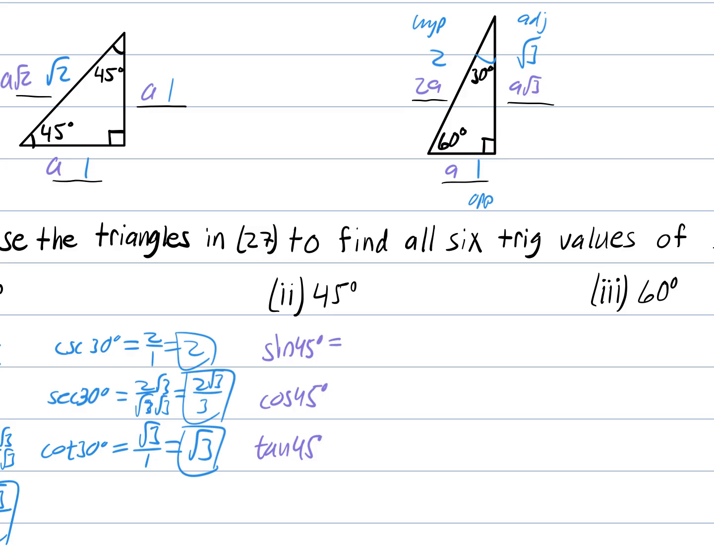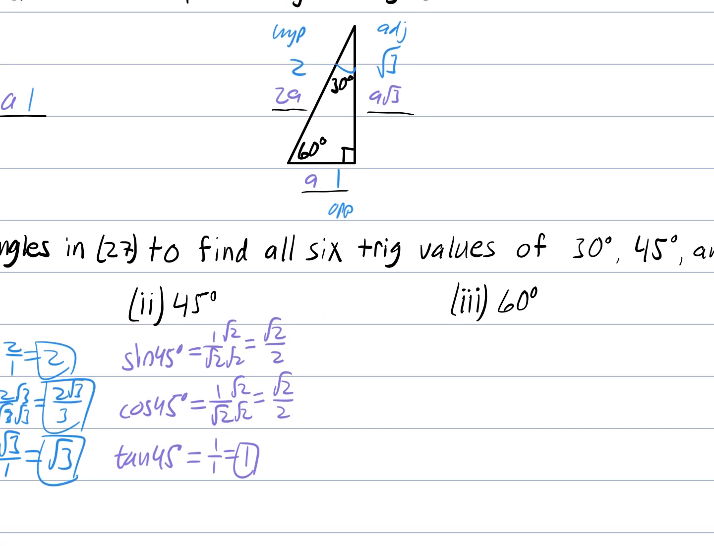All right, so I know sine is opposite over hypotenuse, which is 1 over square root of 2. But I want to rationalize that, and that's going to give me square root of 2 over 2. Right? Same thing with cosine. That's going to be adjacent over hypotenuse. Rationalize it, and you get the same thing, square root of 2 over 2. Tangent, opposite over adjacent, is 1 over 1, which is just 1.